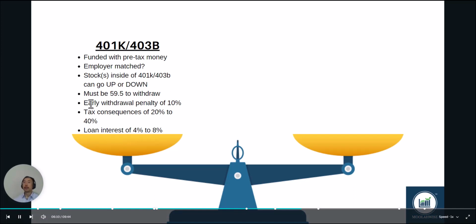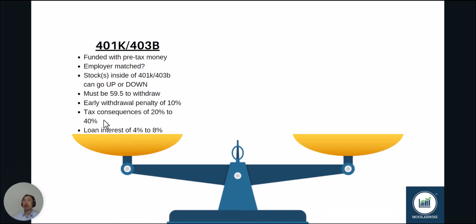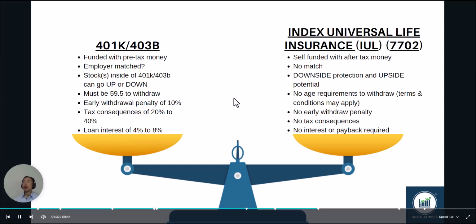But if you're before 59 and a half and you withdraw this money, then you would have to pay a 10% penalty fee. The tax consequences could be 20 to 40%, depending on when you listen to this, and the loan interest is 4 to 8%.